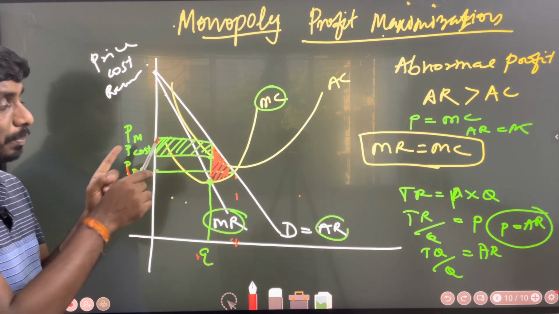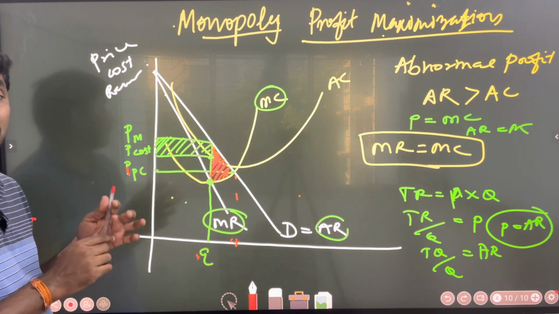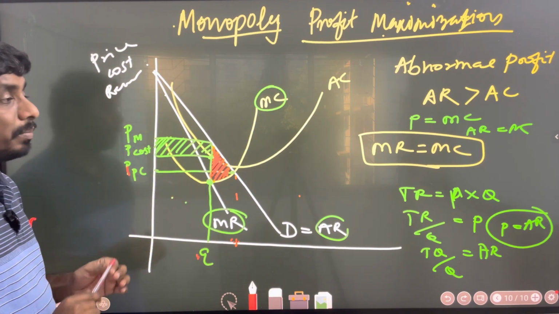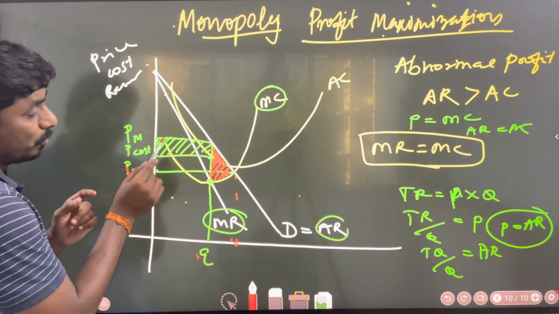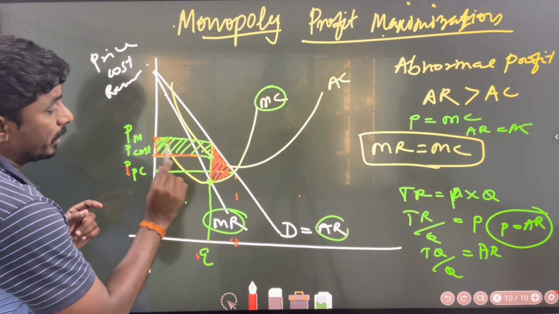Abnormal profit in the monopoly market, where the AR is greater than the MC. This portion is said to be the profit area.